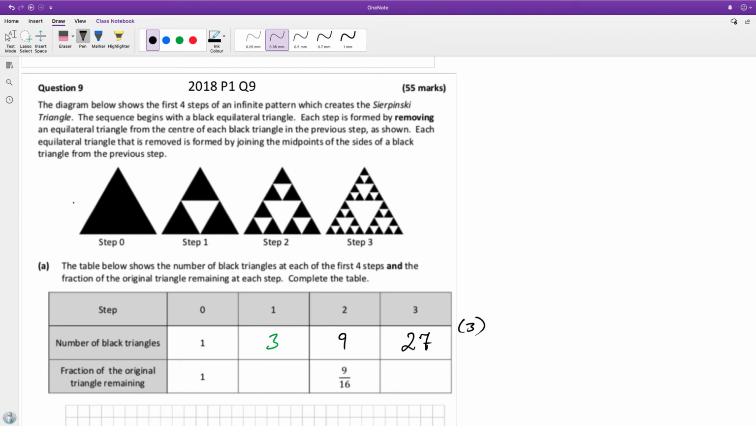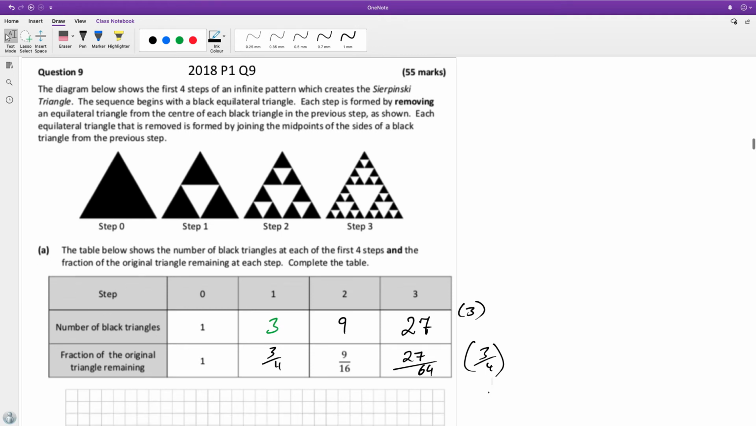Right. Fraction of the original triangle remaining. So it's a full triangle here. How much of this is black? 3/4. How do I know it's 3/4? Because they're equilateral triangles. If you take out one equilateral triangle, you're left with 3/4. It tells me this one is 9/16. Any idea what this is down here then? 27/64. Why 27/64? Each time it's reduced by 3/4, isn't it?